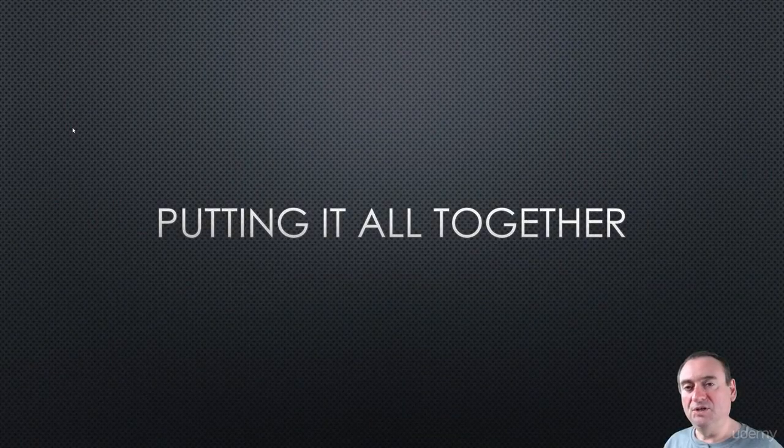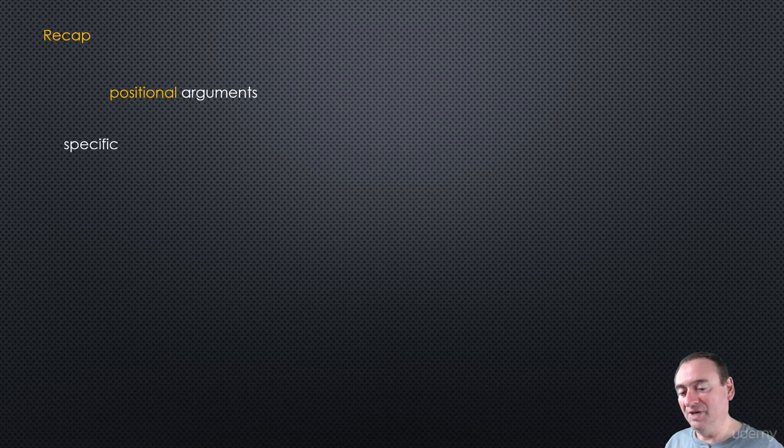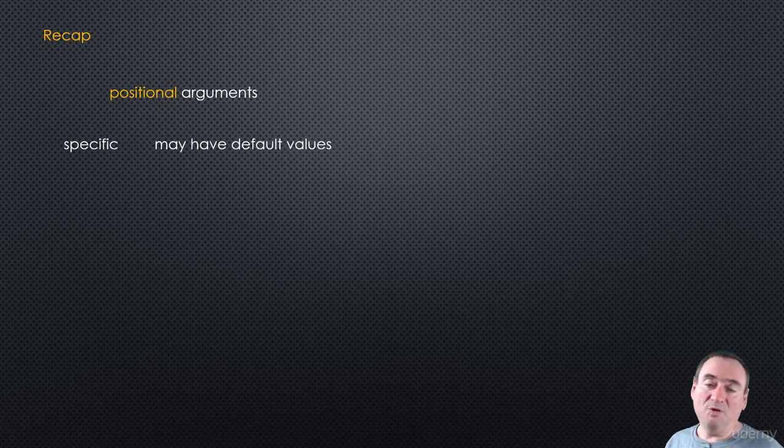Hi! In this video we're going to kind of put everything together. So let's first recap what we've seen so far. We have positional arguments. Now positional arguments have a specific sequence, right? They're in a specific position in the parameters and therefore in the arguments that we then use when we call the function. So they may or may not have default values.